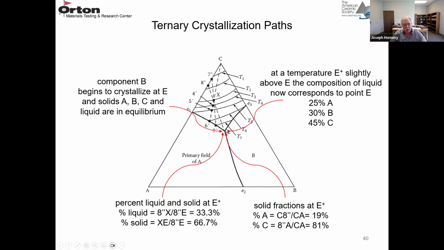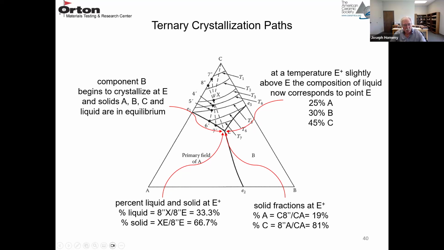And then we get down to the eutectic region here. And now component B starts to crystallize at E also. So now we have 3 solids, A, B, and C, and a liquid are all in equilibrium. So at temperature just above this eutectic, we'll call it E plus, that composition right there is 25% A, 30% B, and 45% C. That's the liquid composition.